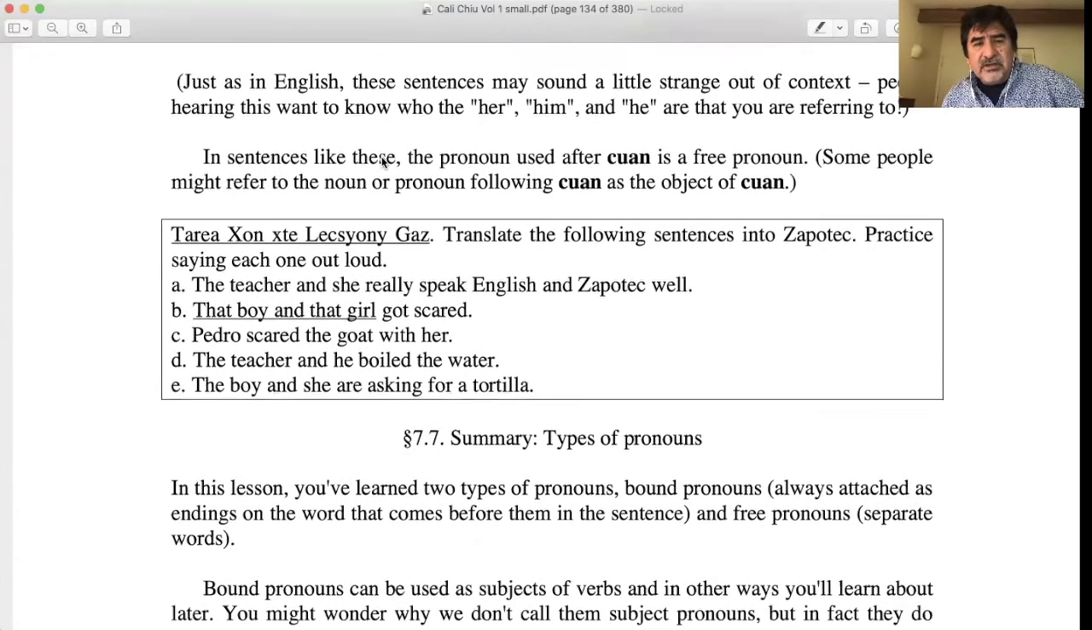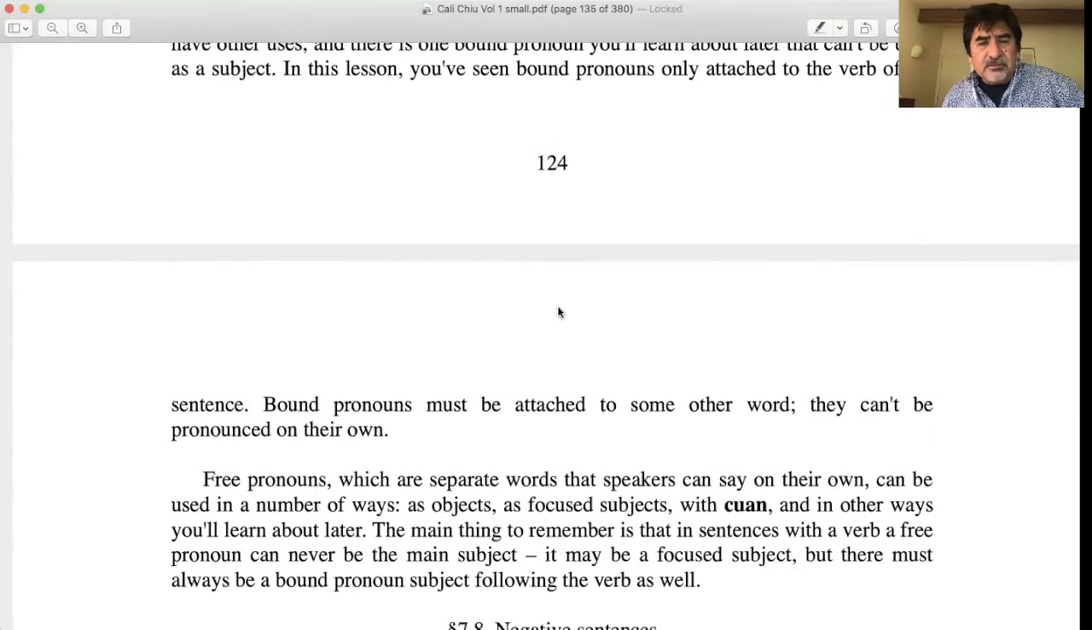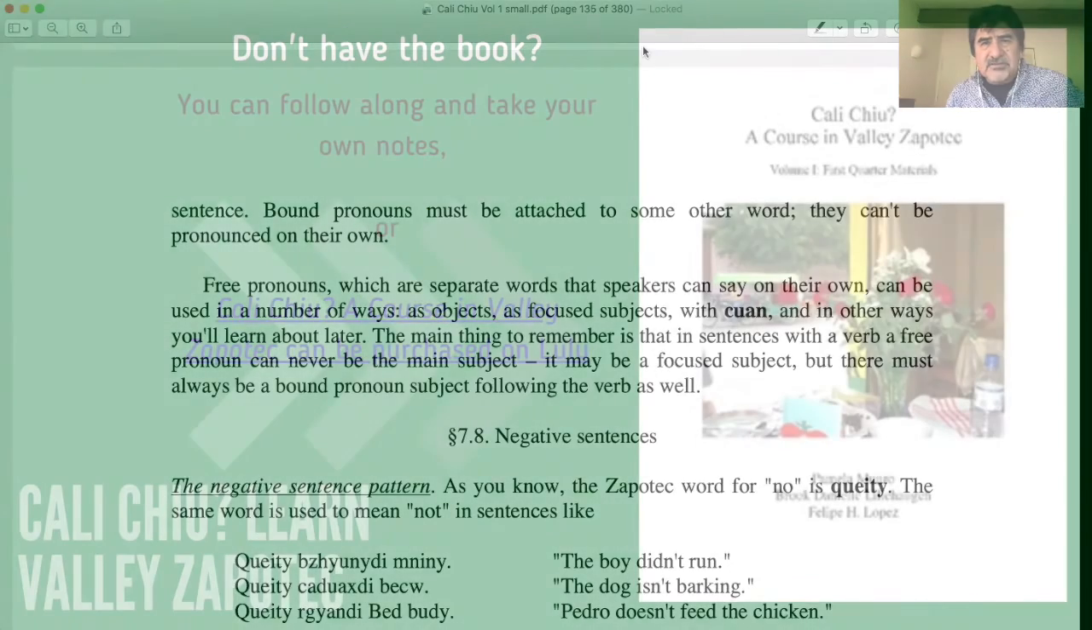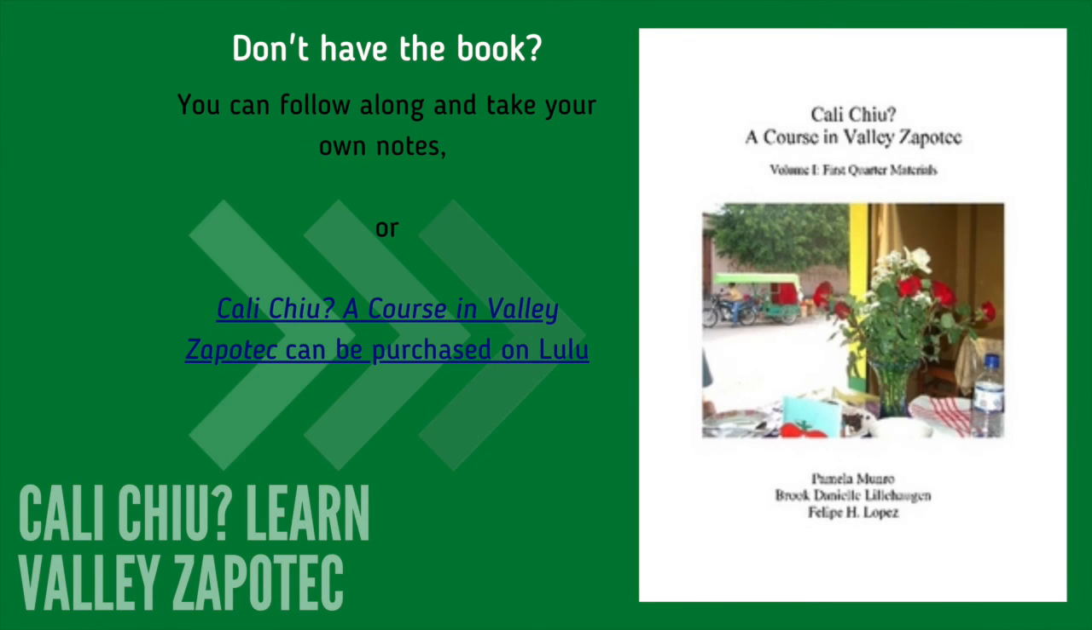So in a bit, I'm going to stop right here, and then we'll finish our lesson in a minute. We're going to be going over the negative sentences in the next section. I'll see you in a few minutes.